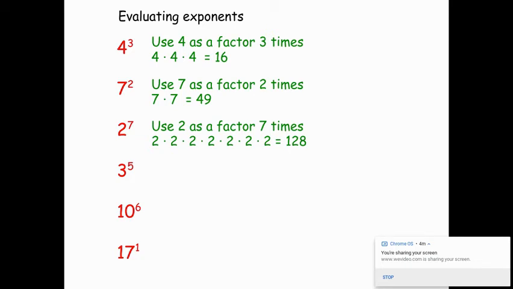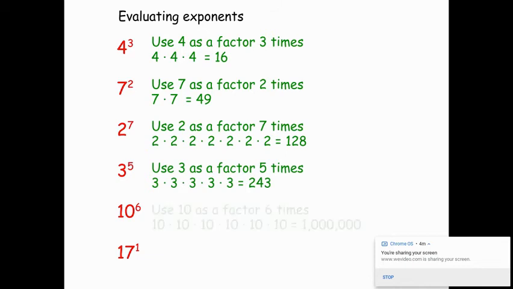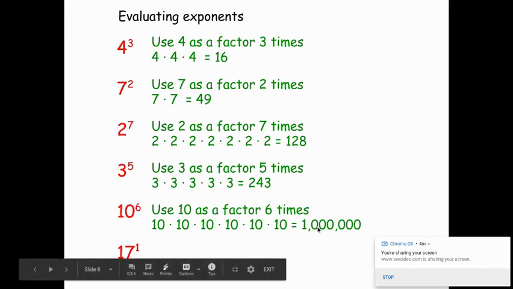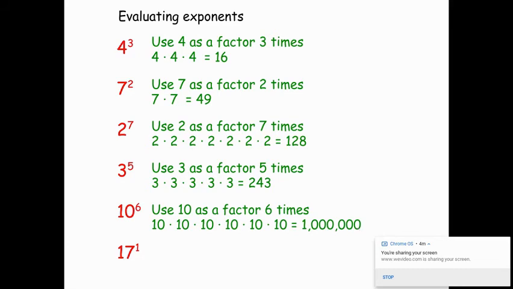And the answer is 243. 10 to the 6th power. You're going to use 10 as the factor 6 times. That one's a little simpler. All you have to do for 10 to the 6th power is make sure that there are 6 zeros. And 17 to the 1st power, so 17 as a factor just 1 time.